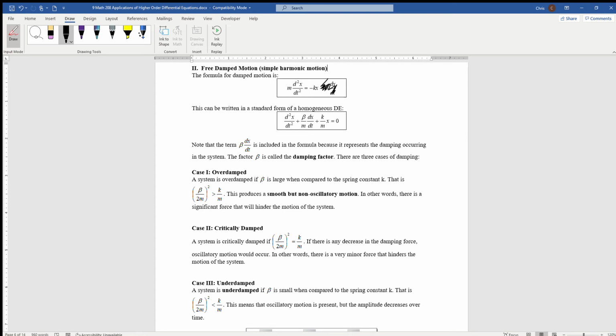So remember, before we had m d²x/dt² equals negative kx, and that was just our basic free motion system. Well, now for simple harmonic motion, we have this thing, and that's called a damping factor, or sometimes called a drag factor.